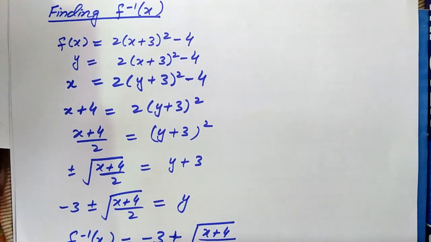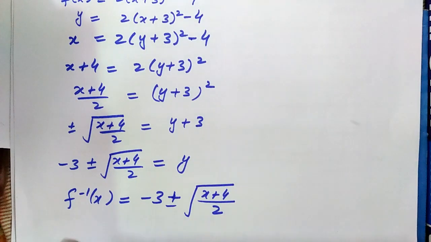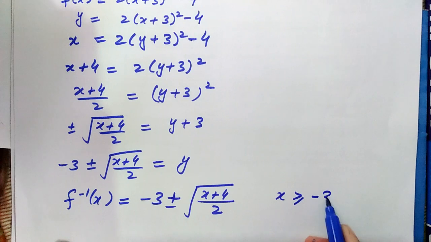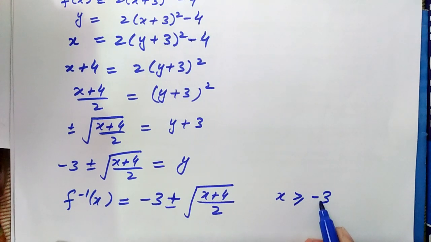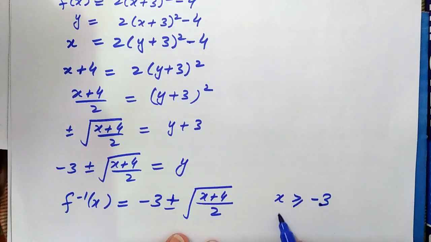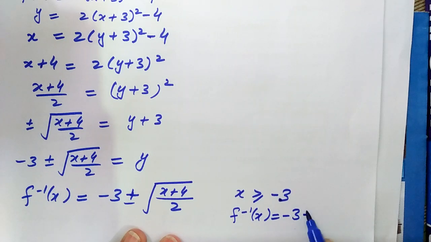But if I restrict the original domain to x greater than or equal to minus 3, then I can write it in function notation, and it will be f inverse of x equals minus 3 plus square root of (x plus 4) over 2.